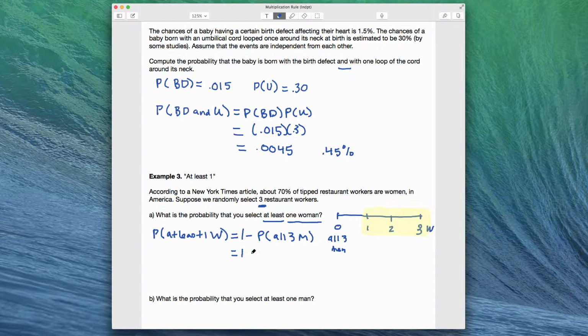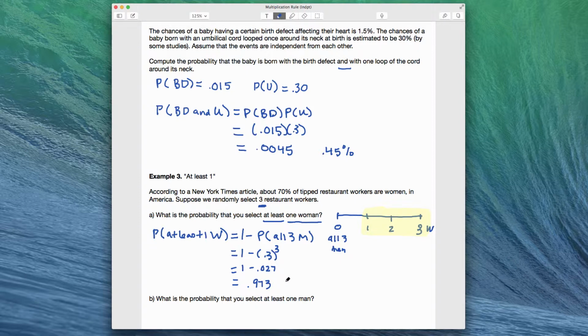And this last probability that I just wrote out, all 3 men, since we're randomly selecting people, we get to use our multiplication rule. So the chance of having a man in the group is 30%, and we want 3 men. So we're going to take 1 minus 0.3 to the third. So that's 1 minus 0.027, do the math, and we get 0.973. So the probability of selecting at least 1 woman is about 97%.